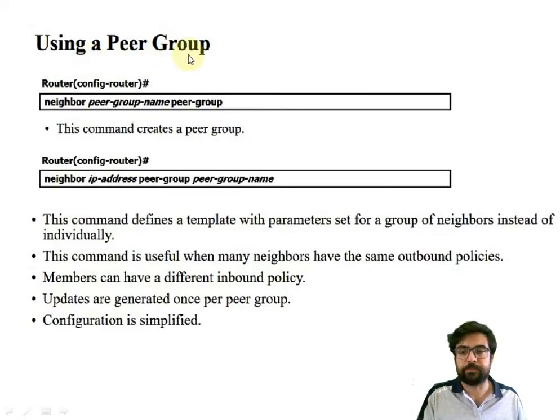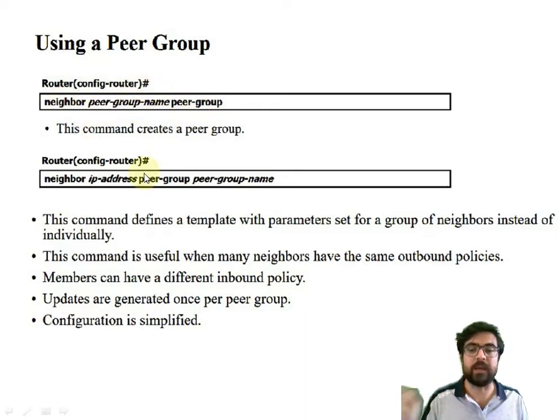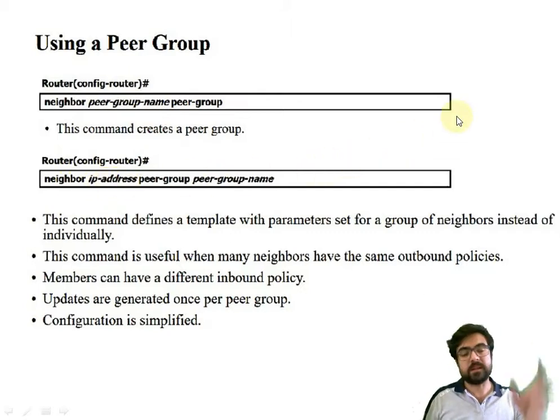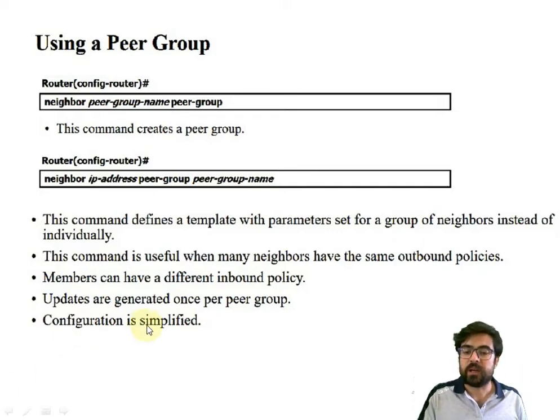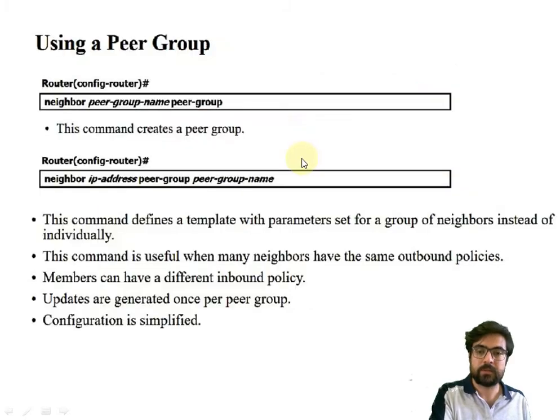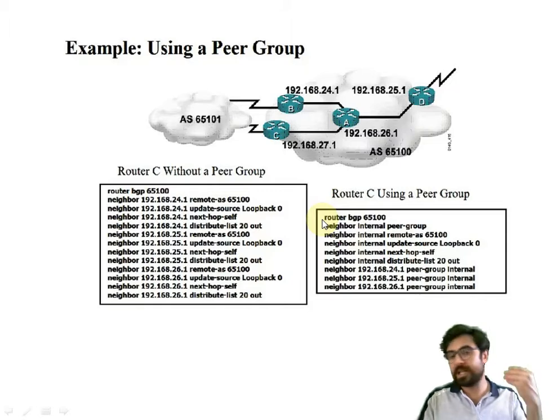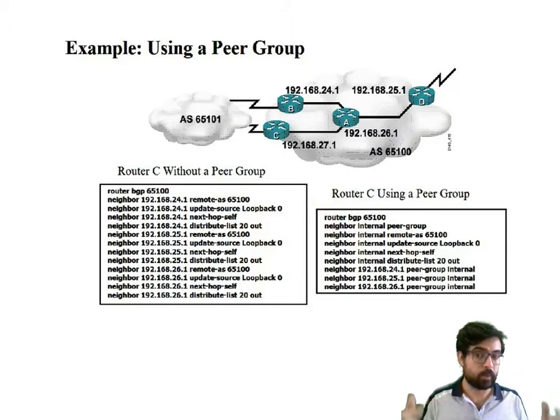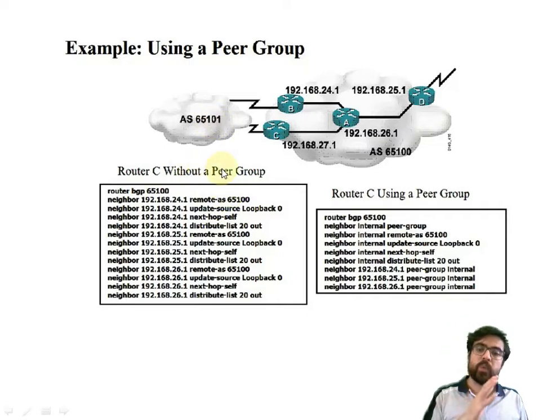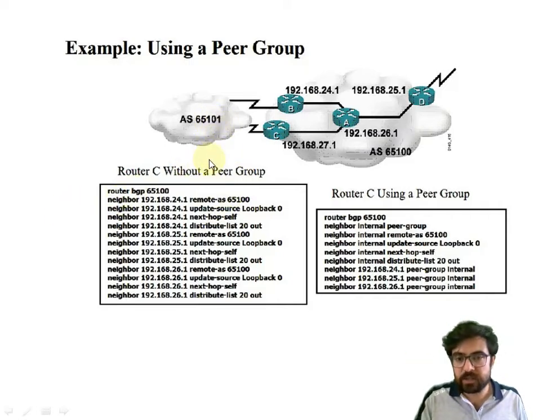Use peer groups. This is another pretty important thing when you have a crowded network. The command is neighbor peer-group-name peer-group, which is just a name, and then neighbor peer address. This makes everything simple, and as it says, the configuration is simplified. If you want, you can pause the video and read all of it, but in this example I can explain it better. So this is without a peer group, and imagine which router.